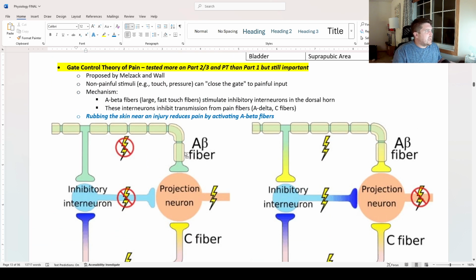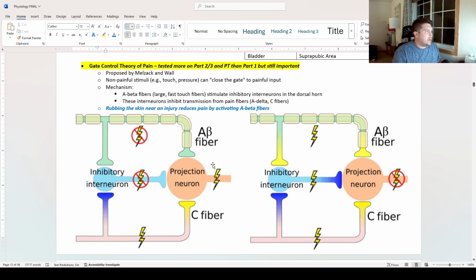Finally, the gate control theory of pain. Again, this is more tested on parts 2 and 3 and PT, but every now and again it pops up on part 1 as well. This was proposed by two guys, Melzack and Wall. Those names are important. We want to remember those names. This is referring to how non-painful stimuli can close the gate to painful input.